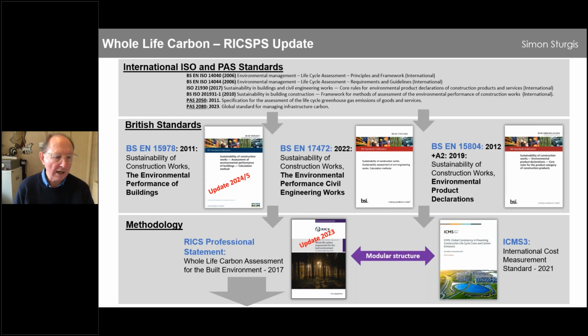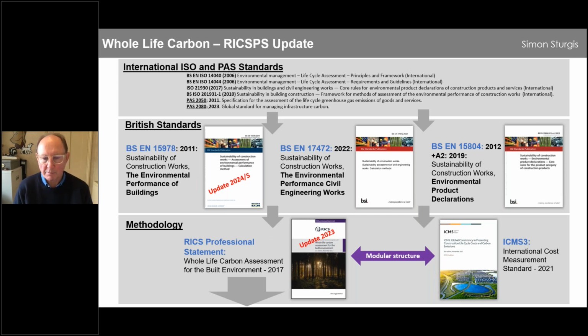There's EN 15978, which 3 of our team are involved with, and that has an update coming up 24-25, and that's to do with the environmental performance of buildings. Then we have a sort of parallel one, which is EN 17472, which is the environmental performance of civil engineering works. So that is also represented very strongly here.